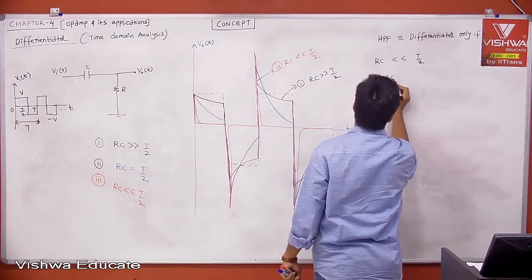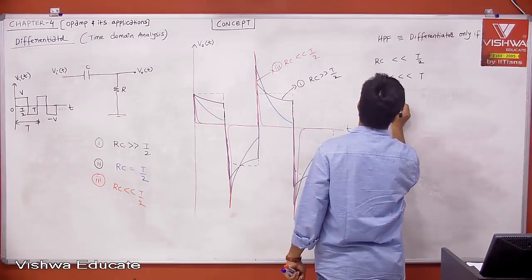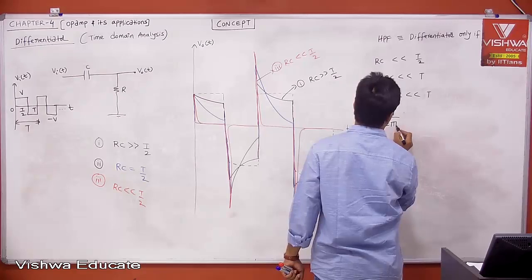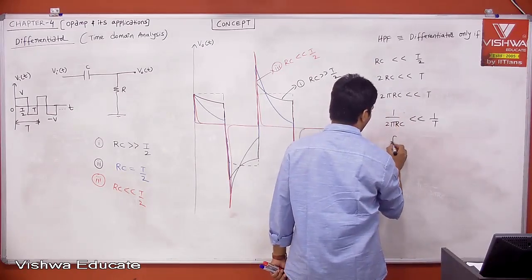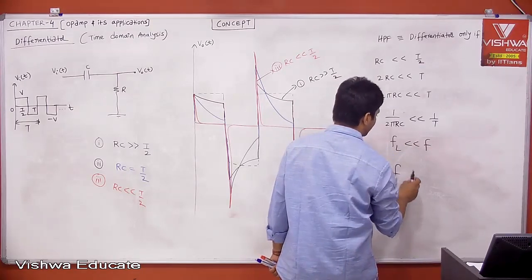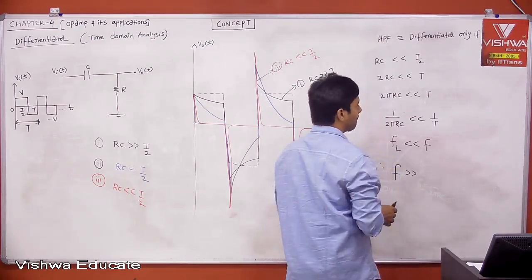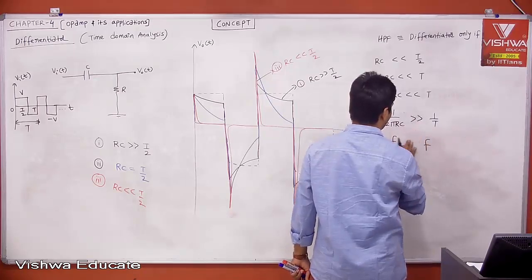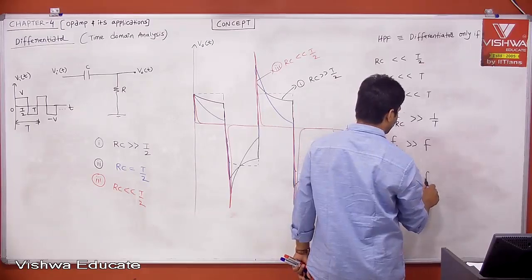For 2 into RC very much less than T, then with 2 into pi, let us say this is T, then 1 by 2 pi RC is very much greater than 1 by T. What is this value? The lower cutoff frequency FL is very much greater than F. Is it true? Because when you take the reciprocal, it will become very much greater. Now, your F should be very much less than FL.